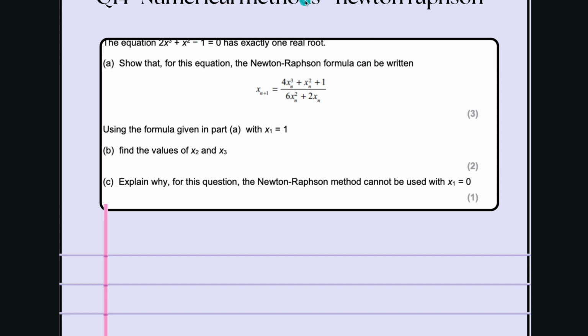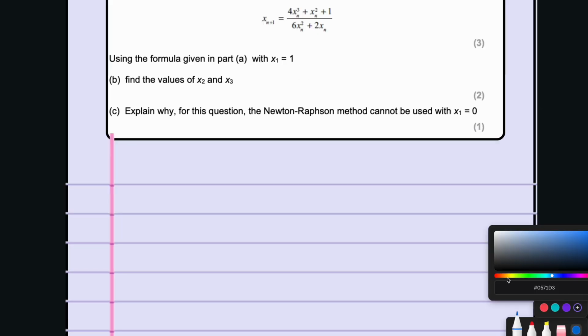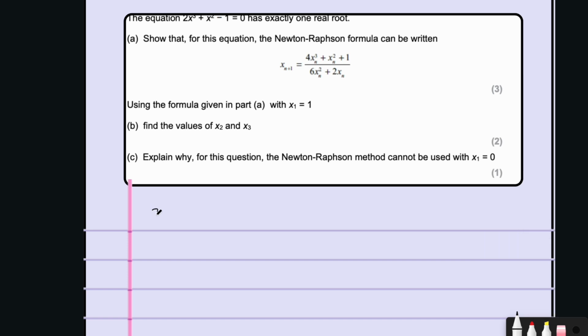Okay, so this is the last question, numerical methods, Newton-Raphson. It says the equation is 2x cubed plus x squared minus 1 equals 0, and it has exactly one real root. So show that for this, the Newton-Raphson formula can be written as follows. Okay? So what we are going to do here is first use the Newton-Raphson formula. So we know that it's x minus f of x over f dash of x.